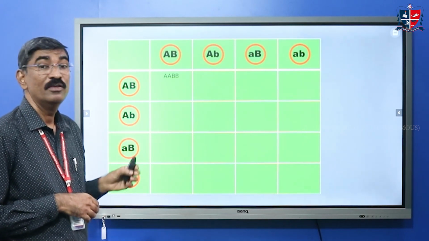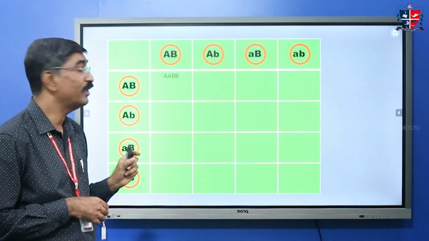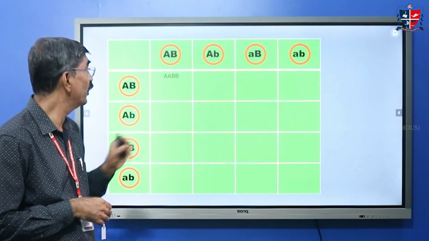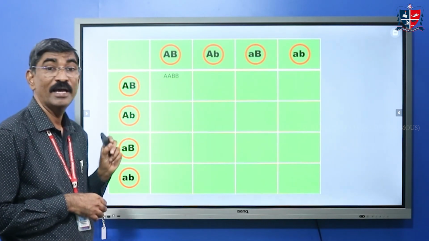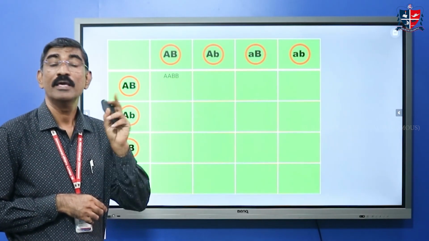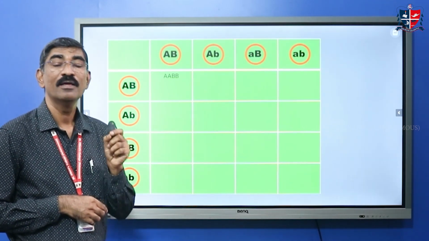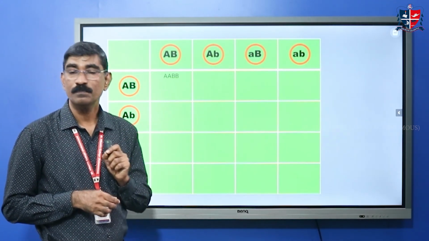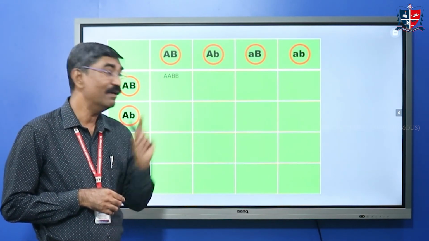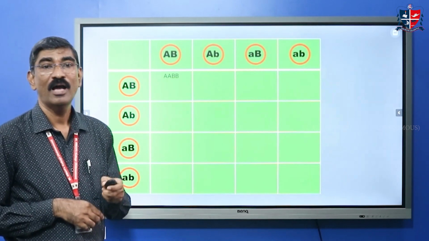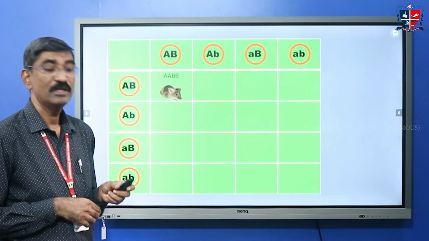So here you can see the first one, the genotype is capital A, capital A, capital B, capital B, because the gametes produced by these two parents are the same, that is capital A, capital B, and hence the genotype will be capital A, capital A, capital B, capital B. What can be the phenotype? Definitely it should be agouti. Okay, so agouti is produced.